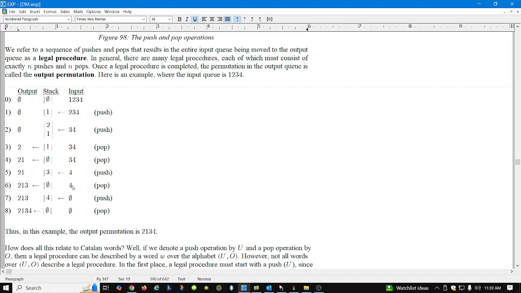Then I can do a push and move the 4 onto the stack, and now I have no choice but to pop the final element of the stack onto the output. So the output is 2, 1, 3, 4.